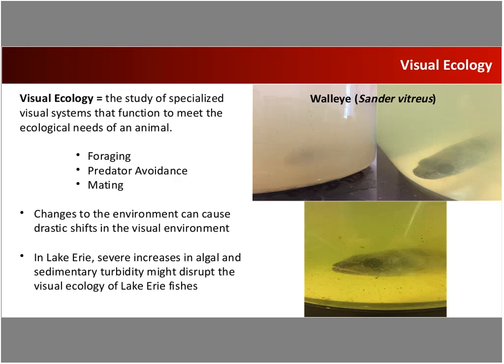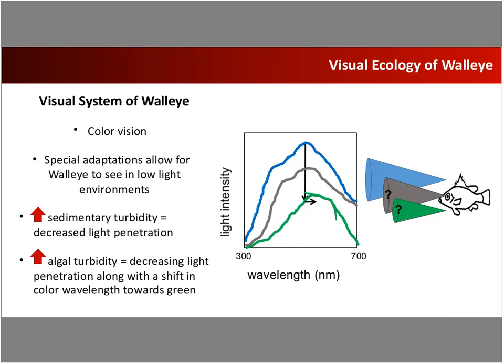And especially in the case of Lake Erie, when you have increases in algal and sediment turbidity, the visual ecology of the fish living in the lake will be affected. Specifically, we looked at the walleye. The visual system of the walleye allows for color vision, and it also allows for special adaptation to where walleye can see in low light environments.